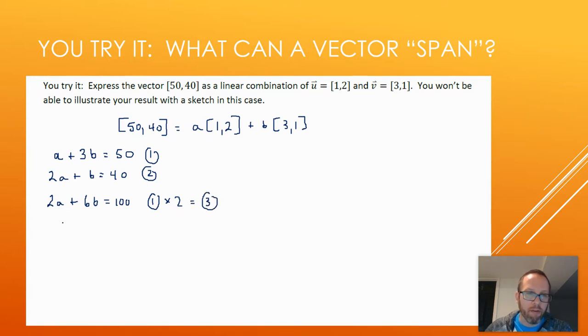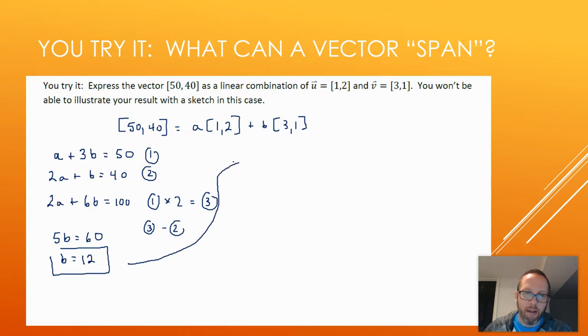Now I can subtract. If I do equation 3 minus equation 2, and you might have your own little way of staying organized and explaining what you're doing. So 2a minus 2a is 0. 6b minus b, that's 5b. And then 100 minus 40 is 60. And we've eliminated a variable. We can solve for b equals 12.